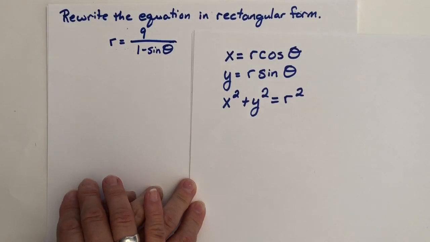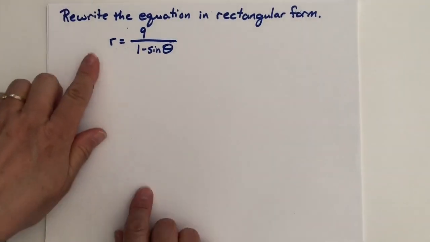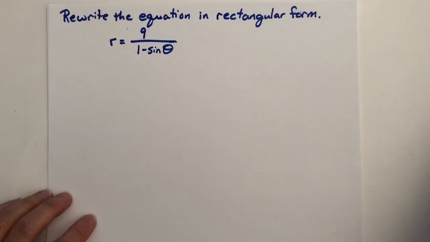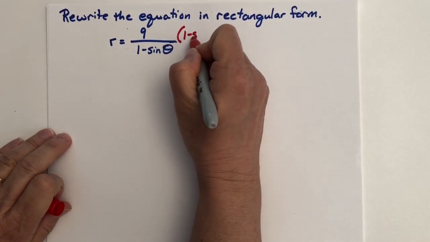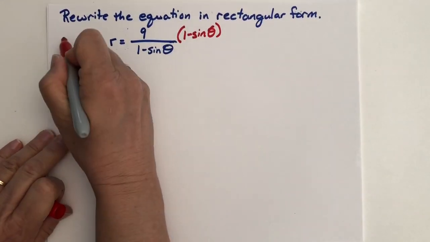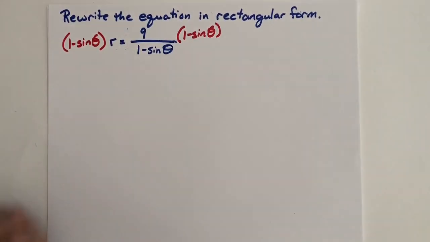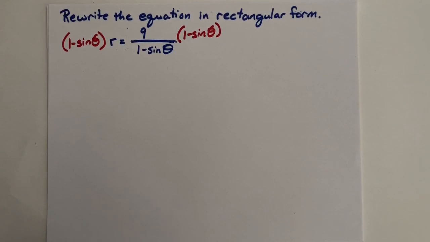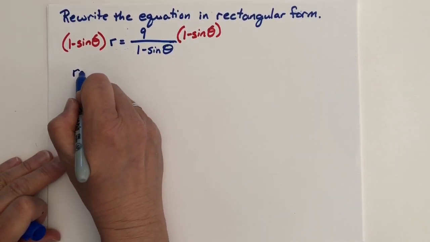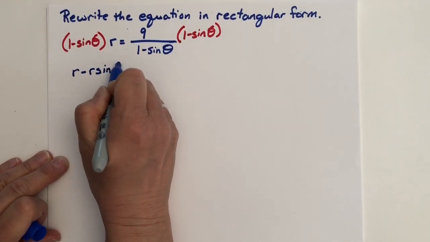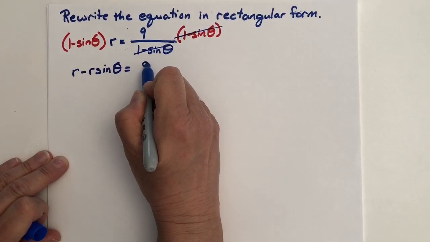That's our task. So I'm looking at this equation, and as we often do, let's multiply by the denominator and clear out our fractions. So let's multiply by 1 minus sine theta on both sides of the equation and see where that takes us. Now when we do that, we can distribute the r, so we'll have r minus r sine theta equals, and on the right hand side these cancel and we just have 9.